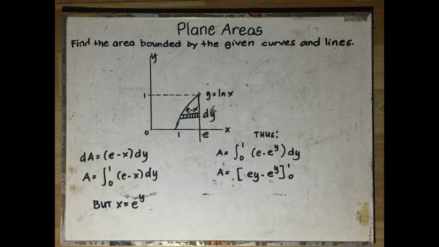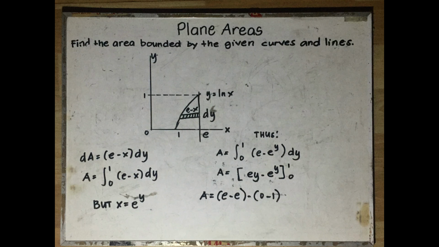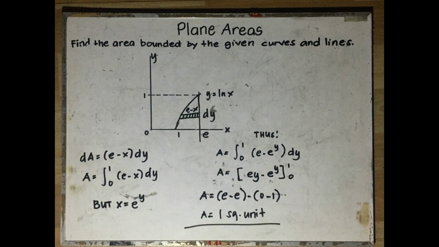Substituting the values of our upper and lower boundary to the function, we have area equals e minus the difference of 0 minus 1. We still have 1 square unit as our area. Same with our answer in problem number 2, using the vertical rectangular strip. So we have proven that we can either choose between the vertical or horizontal rectangular strip as our method in solving for plane areas.